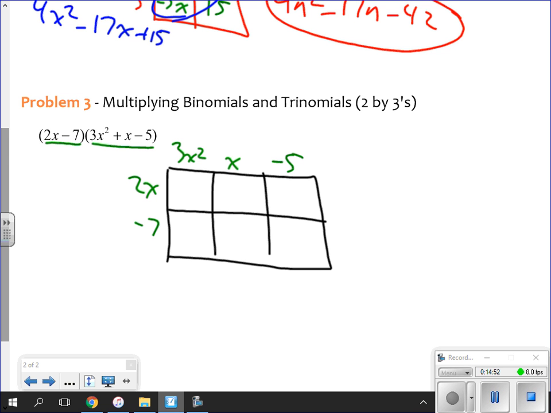I have 2x times 3x squared, 6x cubed. 2 times 3 is 6. x times x squared is x cubed. 2x times x, 2x squared. 2x times negative 5, negative 10x.